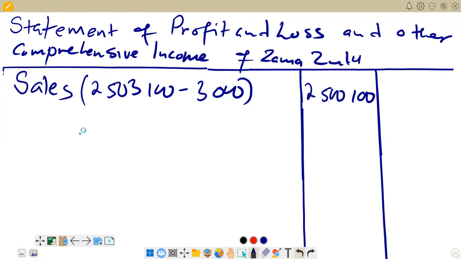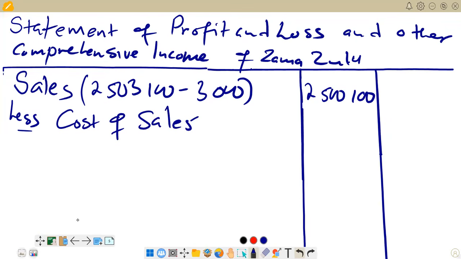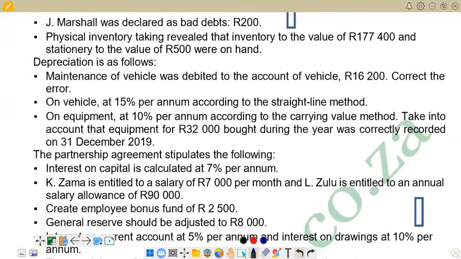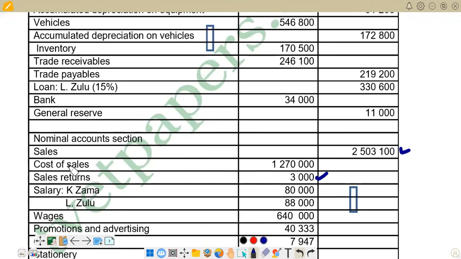Then we now go to less cost of sales. We are just supposed to know this format in terms of the layout of the statement of profit or loss. Then we have our cost of sales here, less cost of sales. Then we go again in the question to see what figure for cost of sales we are given in the trial balance. If you come here, you'll see that cost of sales is 1,270,000. So this is the figure that we are just going to put there, 1,270,000.